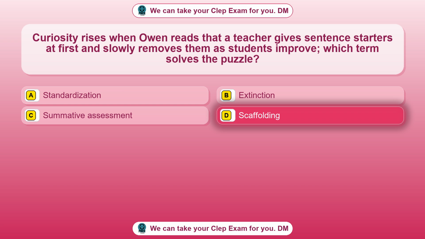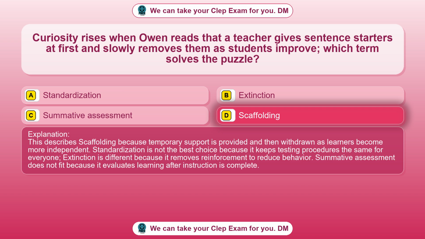Scaffolding. This describes scaffolding because temporary support is provided and then withdrawn as learners become more independent. Standardization is not the best choice because it keeps testing procedures the same for everyone. Extinction is different because it removes reinforcement to reduce behavior. Summative assessment does not fit because it evaluates learning after instruction is complete.